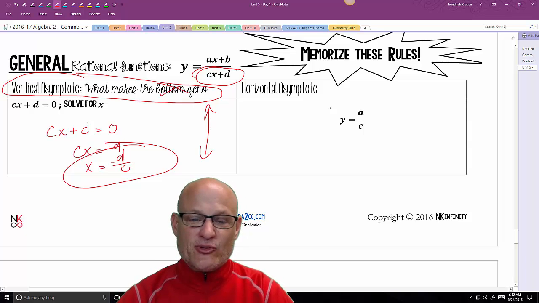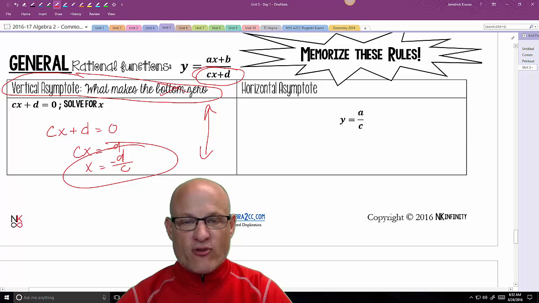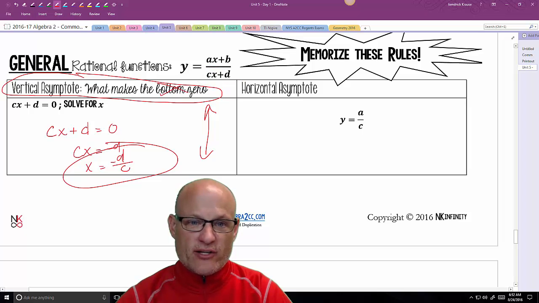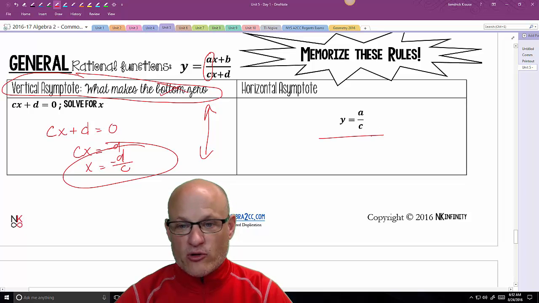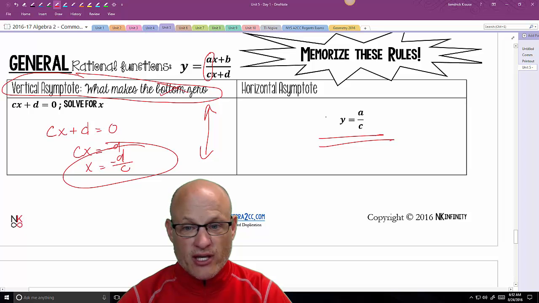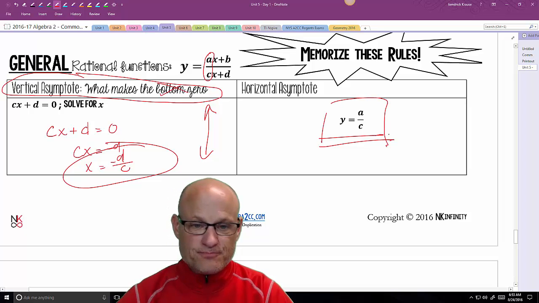The horizontal asymptote, this isn't exactly always true, but for our purposes for today, you'll learn a little bit more in pre-calculus, I believe, is going to be a coefficient, as long as these degrees are the same. This is degree 1 and this is degree 1, it is going to be a ratio of the leading coefficients. So in this case, a over c.